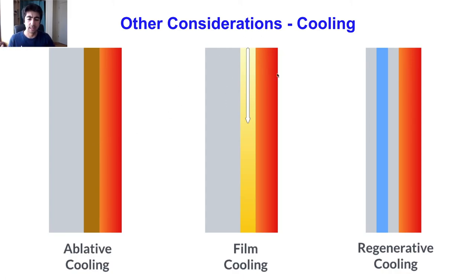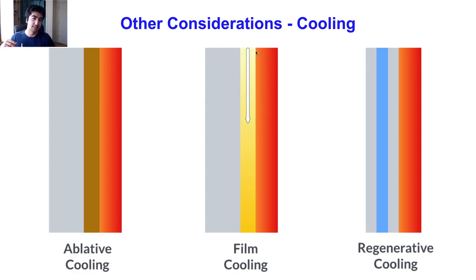Another type of cooling is film cooling. This is where you inject a higher amount of fuel towards the outer radius of the combustion chamber. So remember, more oxidizer means a hotter reaction. And so if you drown the edge out with more fuel, your combustion won't be as hot on the edges. And so it'll be cooler towards the edges, which is represented by this yellow color here.